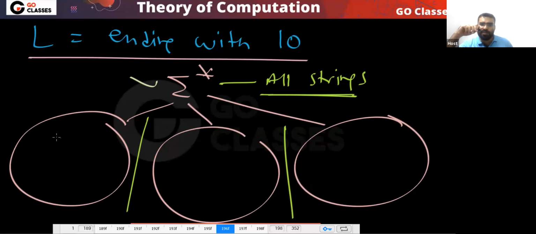One part is going to have strings ending with 10. All these strings will be here. All these strings are equivalent, yes or no? All the strings which are ending with 10 are equivalent, correct? Yes or no? Tell me. And all these strings which are ending with 11 or with 01 are also equivalent.